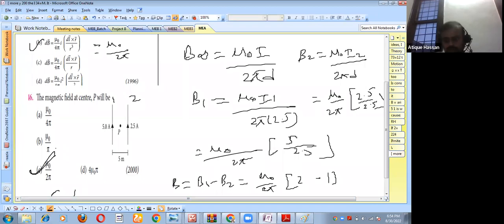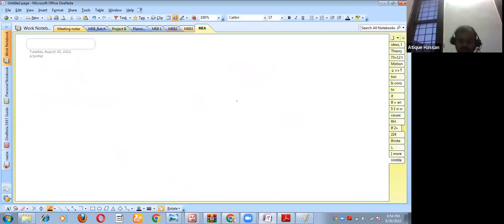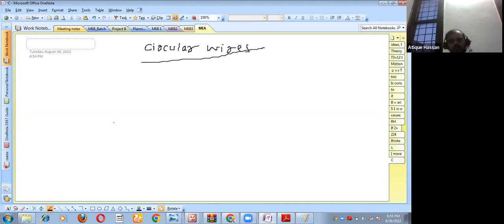All right. So this is how we can calculate magnetic field. Now we have some special cases like circular wires. So in some cases we have to find magnetic field due to circular wires. So we will see those cases. Circular wires, what we have to do?